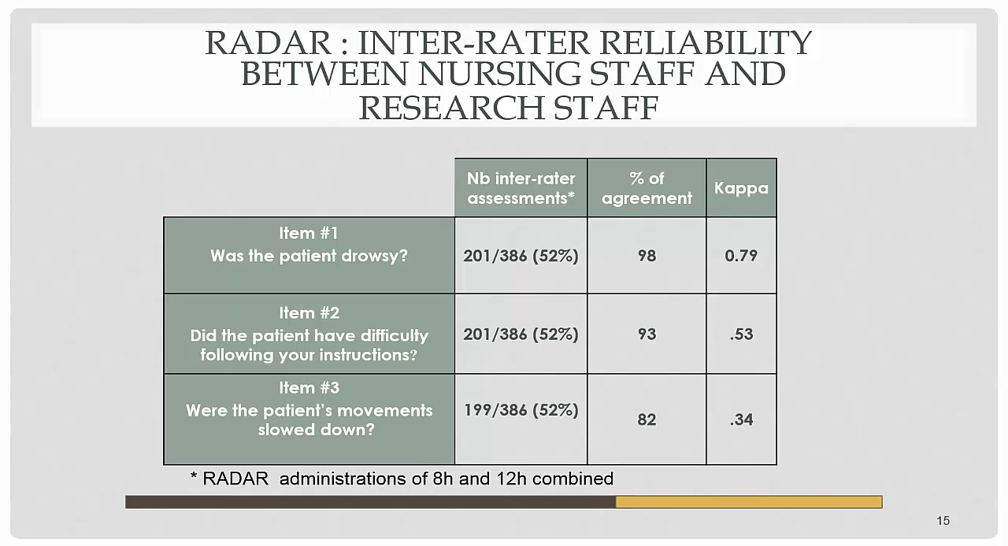One important thing that you do when you do a validation study is you test for inter-rater reliability. And usually how we do it in research, we compare 2 research staff doing the assessment. In this study, we were very interested in comparing nursing staff doing all the tasks that they have to do in real-life situations with the research staff that devoted all their attention to completing the RADAR. So we did inter-rater assessment 52% of the time. So we did it many times.